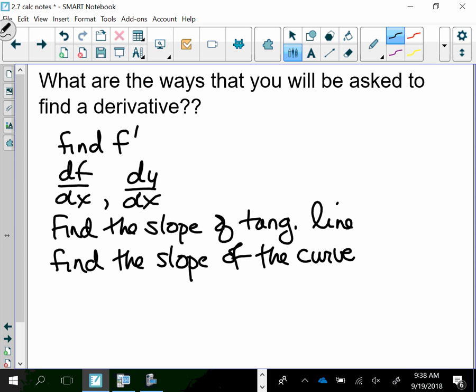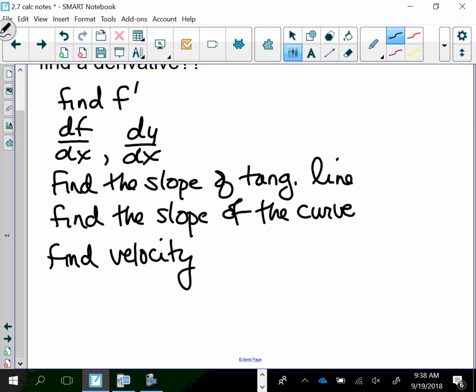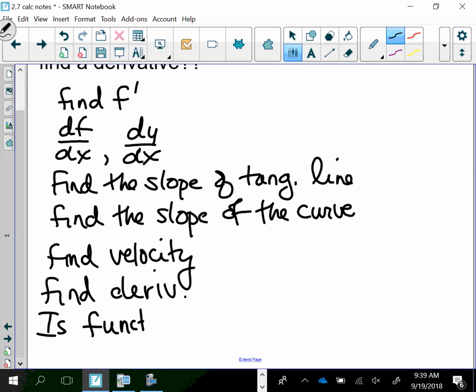What else? Velocity. Good. Velocity is the derivative. Good job. f prime of x is the derivative. Okay. Find the derivative. That's good. Very basic. Yes, good. Is f differentiable? Well, we have to figure out the derivative to figure that out. That's a good one, Lydia.